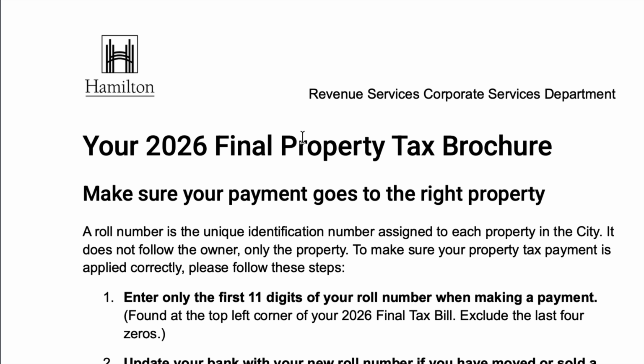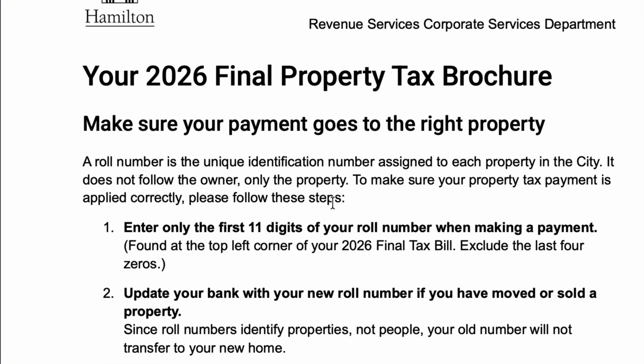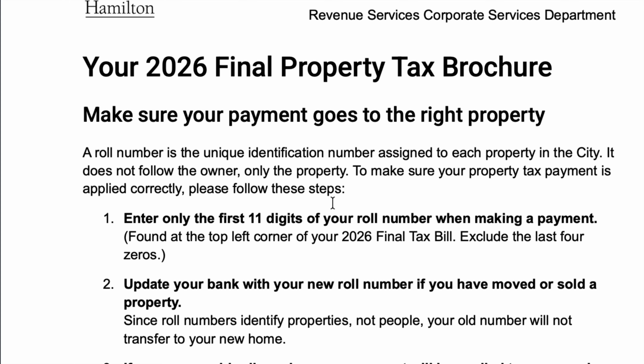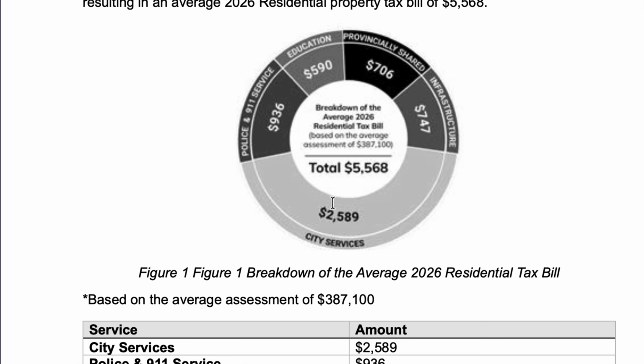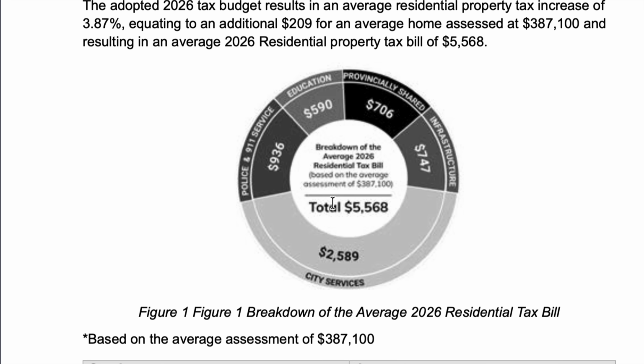Now, one of the PDFs that you would have gotten would look like this. So this is one of them. There's two attachments. This is for final property tax brochure, but if this is your first one, it might not be like the final one. So don't worry if it doesn't say final. That's okay. And this brochure just basically tells you where is your money going to? What are these taxes being used for? So you guys can see that right here.